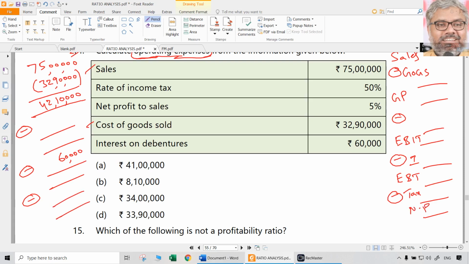But the net profit to sales ratio is given, that is 5%. So net profit is directly given. Sales 75 lakhs, 5% of that will be net profit: 3 lakhs 75,000. So we have to do the reverse calculation now. When net profit is 3 lakhs 75,000, how much would be tax? When the rate of income tax is 50%, obviously that also will be 3 lakhs 75,000. Then how much will be profit before tax? That will naturally be 7 lakhs 50,000.